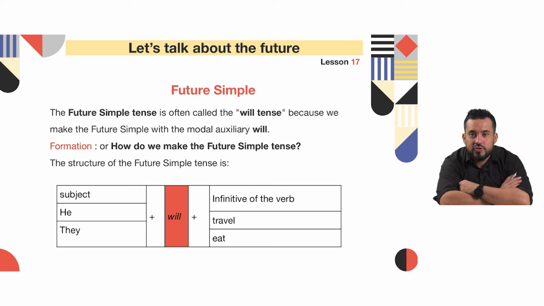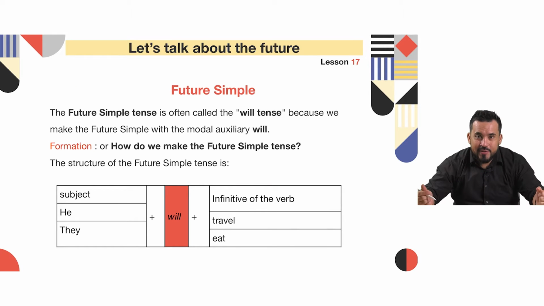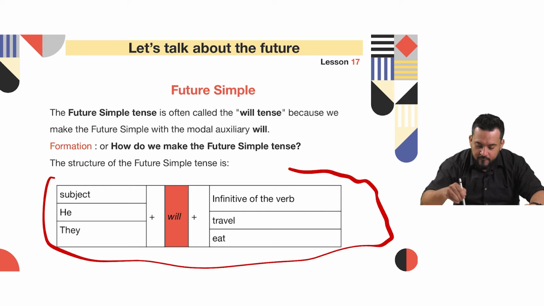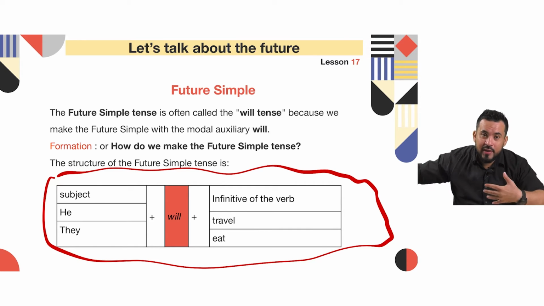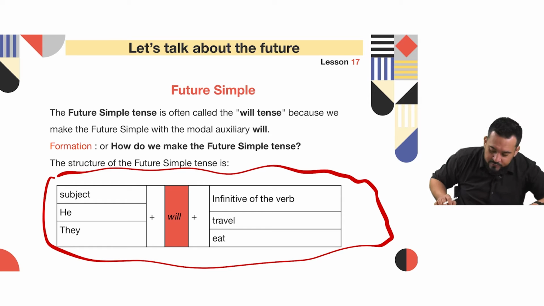Okay, so the future simple. What is it? It's basically known as the will tense. We use will to talk about the future, just like in the following chart. You see, he will travel. They will eat. Simple as that. We use will and we use the verb in the infinitive.